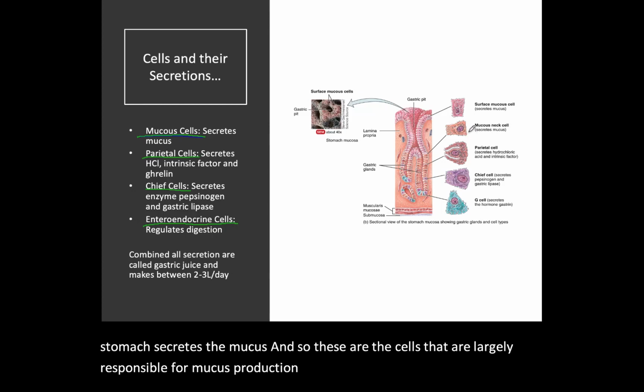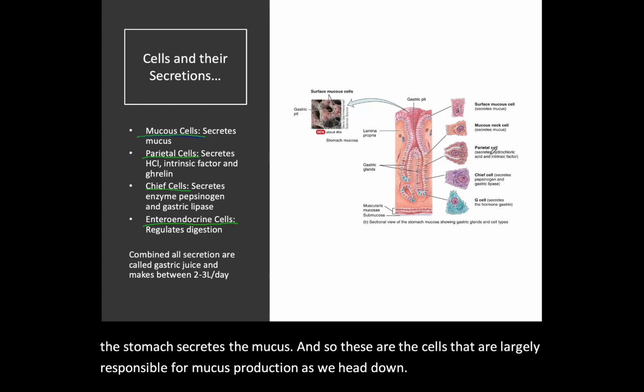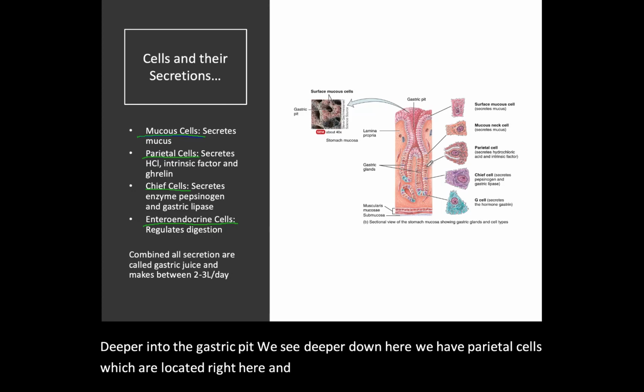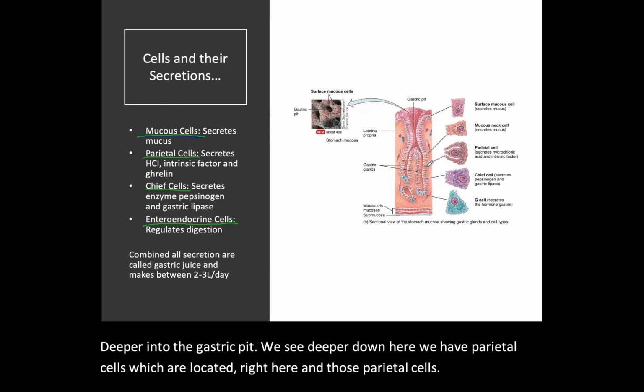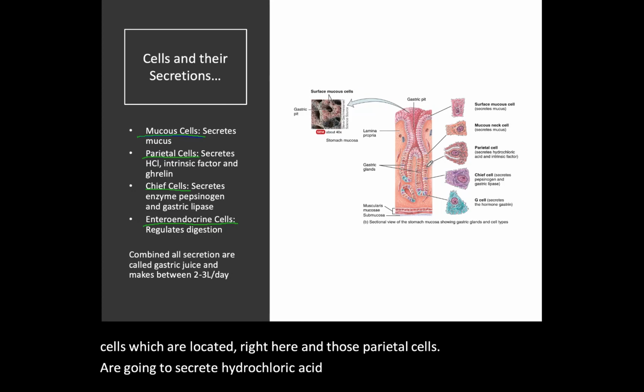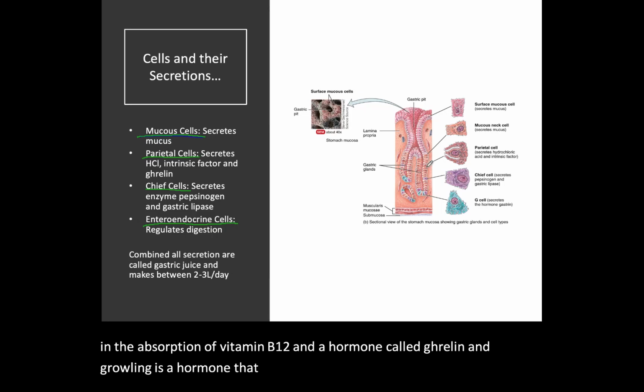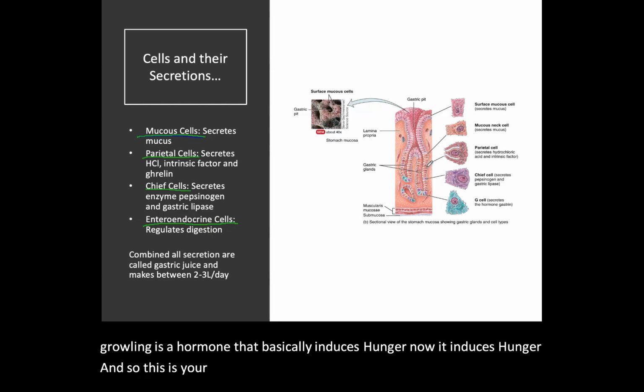As we head deeper into the gastric pit, we see deeper down here we have parietal cells, which are located right here, and those parietal cells are going to secrete hydrochloric acid, intrinsic factor, which we know is key in the absorption of vitamin B12, and a hormone called ghrelin. Ghrelin is a hormone that basically induces hunger. It induces hunger, and so this is your hunger hormone.